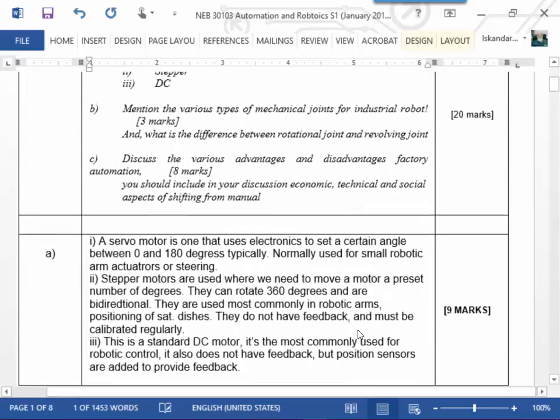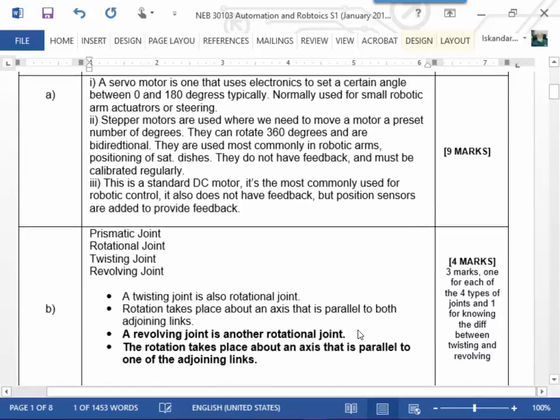And then the last one I had in here is DC motor, commonly used for robotic control. It does have feedback, but position sensors can be used to provide the position. Normally you would use this with PWM in order for speed control. I don't mention that right there.